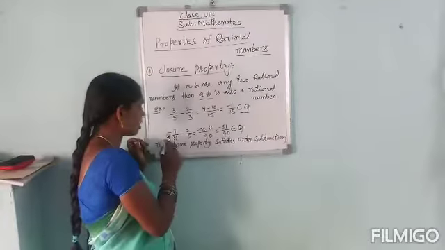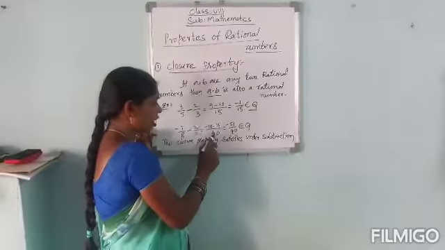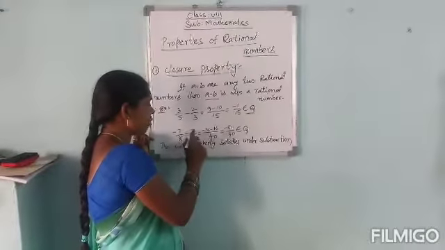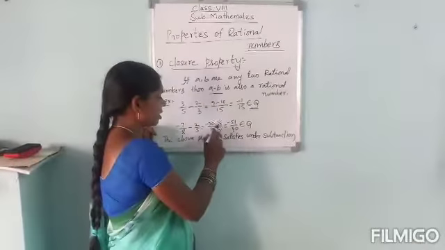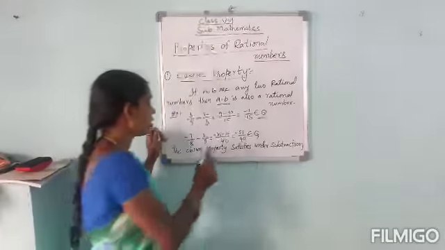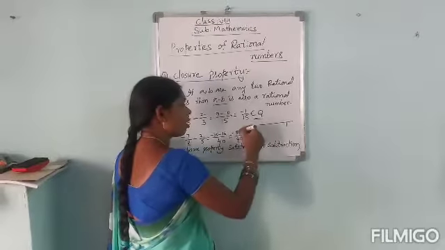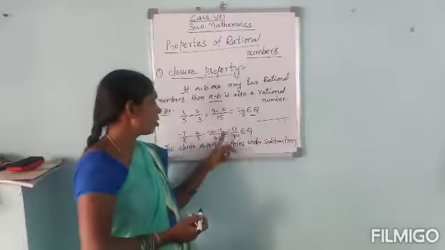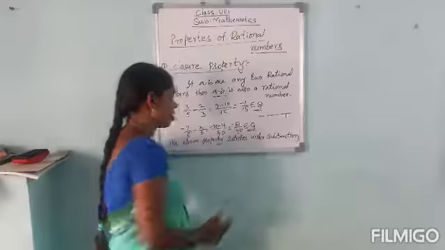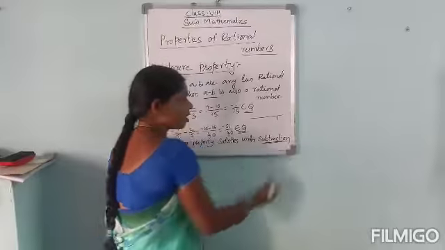Let us take another example: minus 7 by 8 minus 2 by 5. The denominator is 8 times 5, which is 40. The cross multiplication is 7 times 5 is 35, minus 8 times 2 is 16. Both 35 and 16 have the negative sign, so we should add. So minus 35 and minus 16. On the number line we have to go backwards, so we add. So minus 35 and minus 16 is minus 51 by 40. It is also a rational number. So hence the closure property is satisfied under subtraction also.